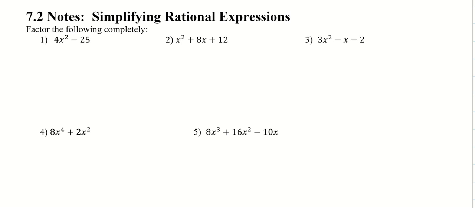So we're going to factor the following completely. 4x squared minus 25 is the difference of squares. So if I square root 4x squared, I should get a equals 2x and b equals plus or minus 5. So my factors are going to be 2x plus 5 and 2x minus 5.